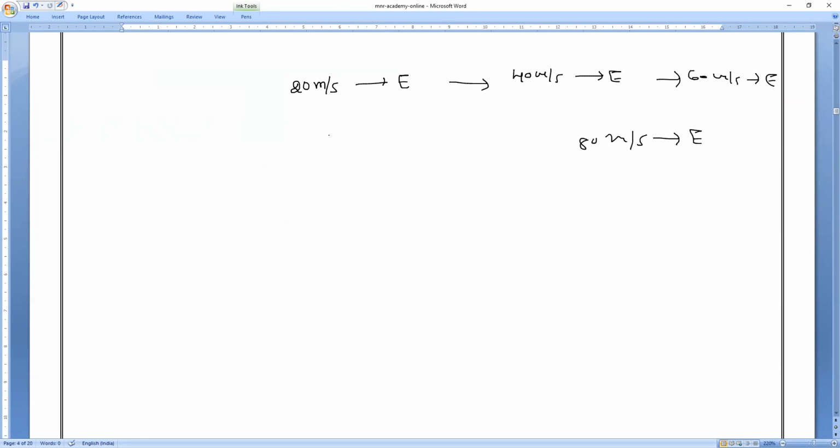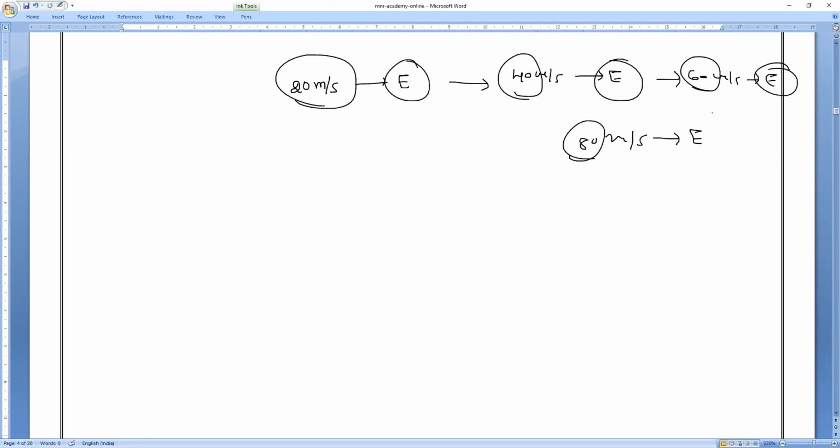Magnitude is changing. Here 20 is the magnitude, here 40 is the magnitude, here 60 is the magnitude, here 80 is the magnitude. So he is said to be in accelerated or non-accelerated motion? Accelerated. You all understand? But here what is not changing, Mr. Gokul Raj? Direction is not changing.